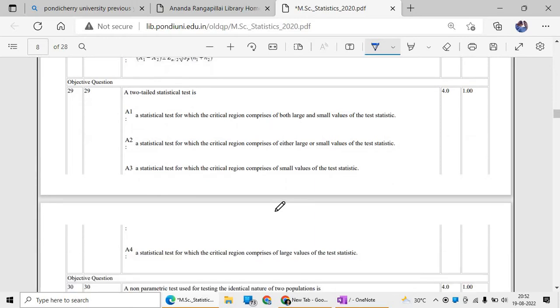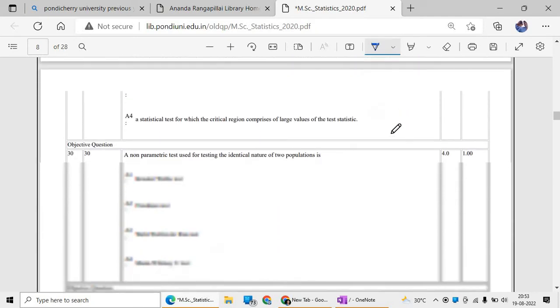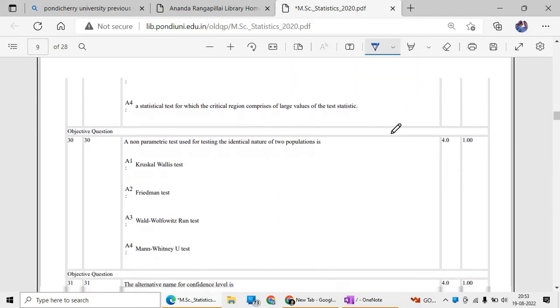Two-tailed test. When is a two-tailed test preferable? A statistical test for which the critical region comprises both large and small values of the test statistic. For a statistical test where the critical region covers either large or small, or not equal situations, we use a two-tailed test. So non-parametric testing, to test the identical nature of the two populations, we use the Mann-Whitney test. This is also standard.